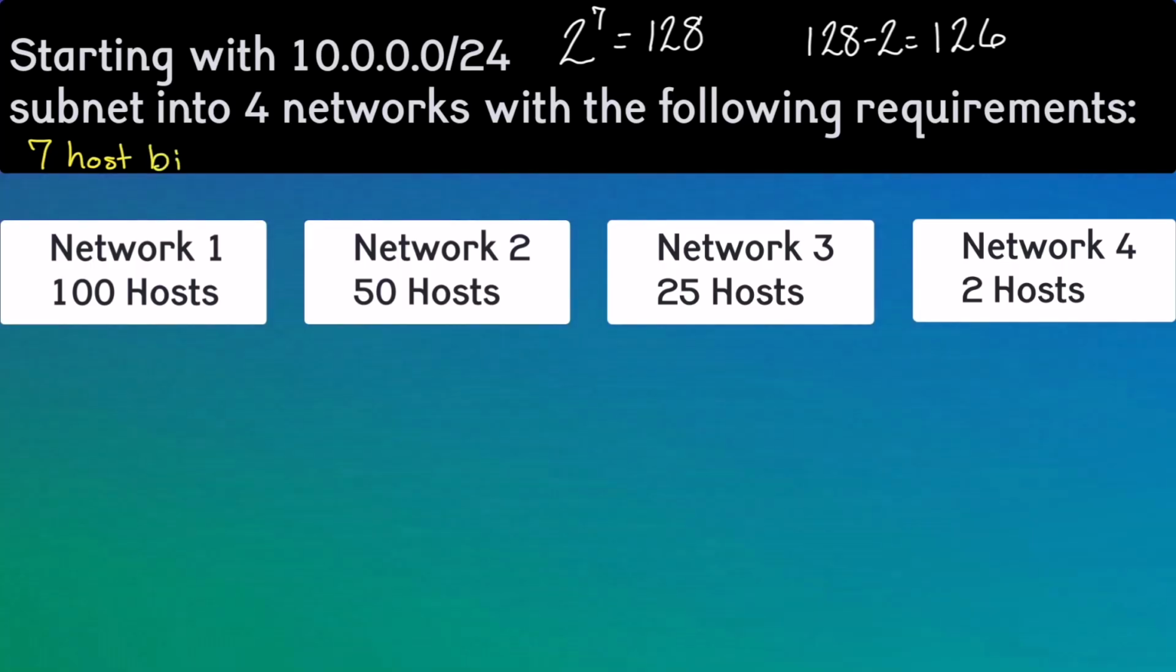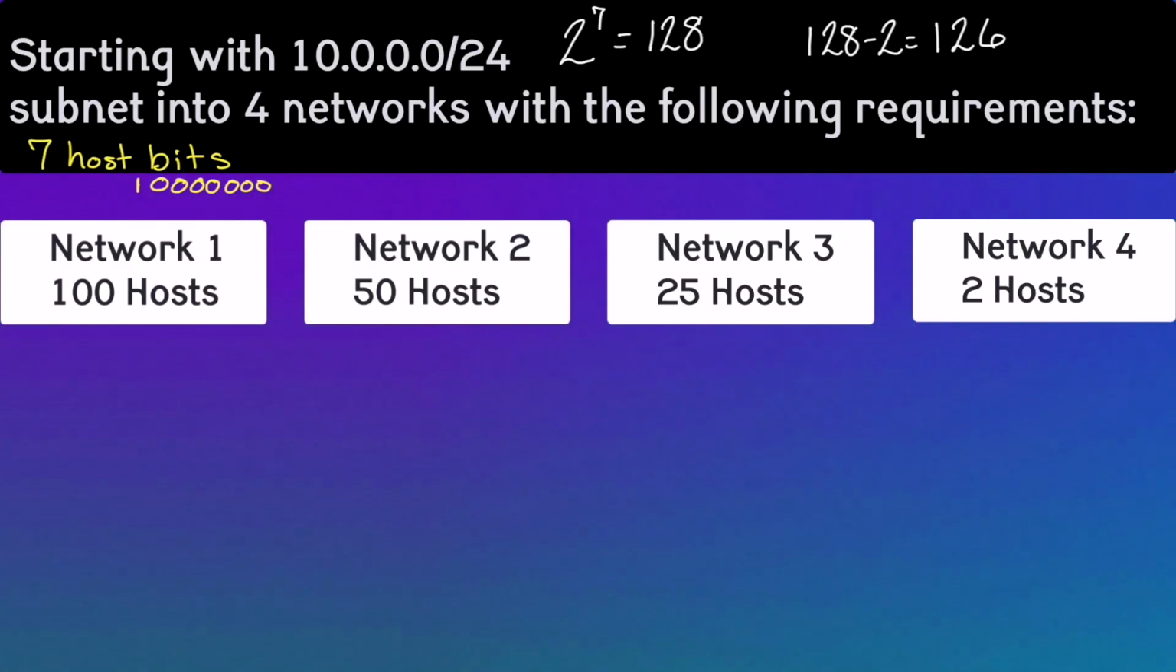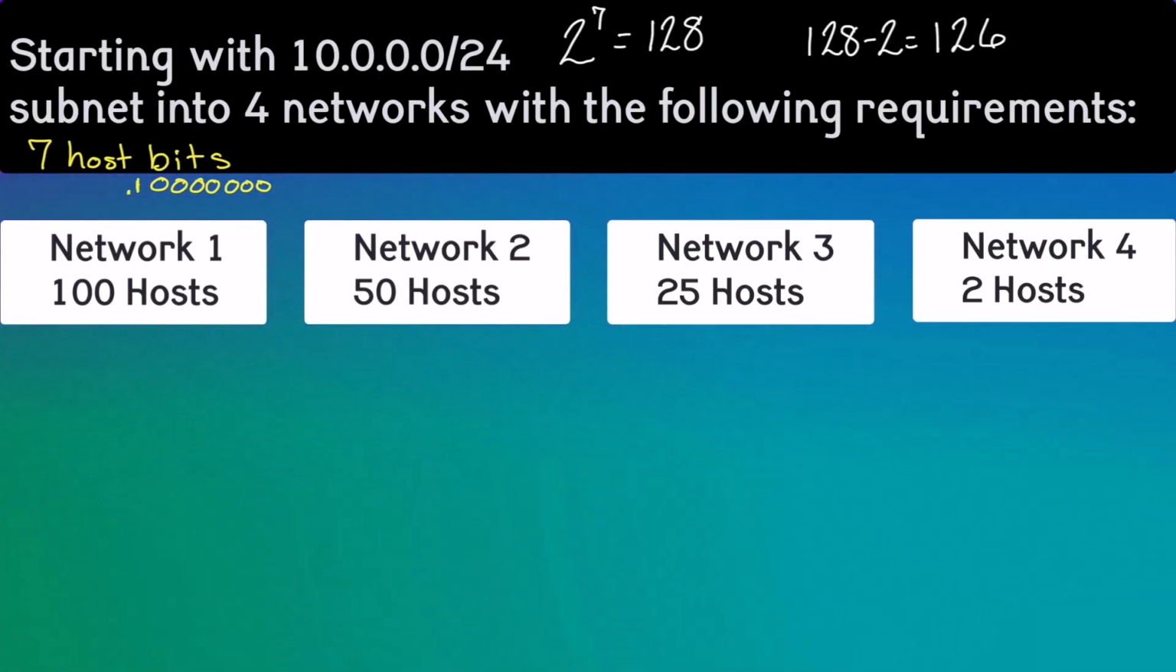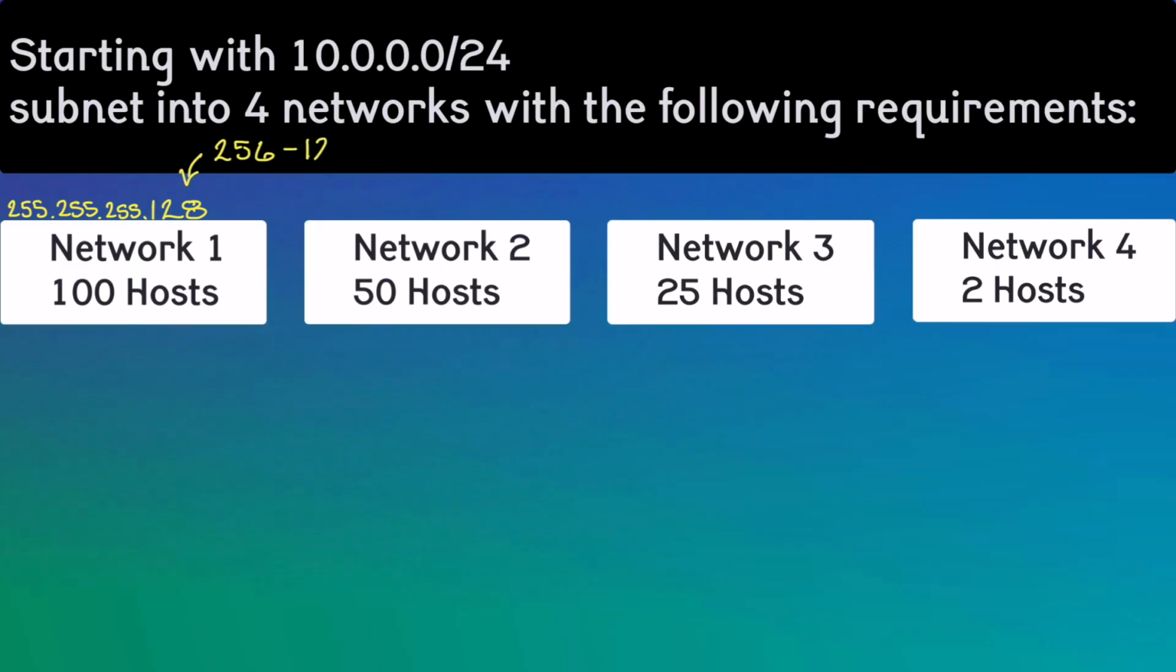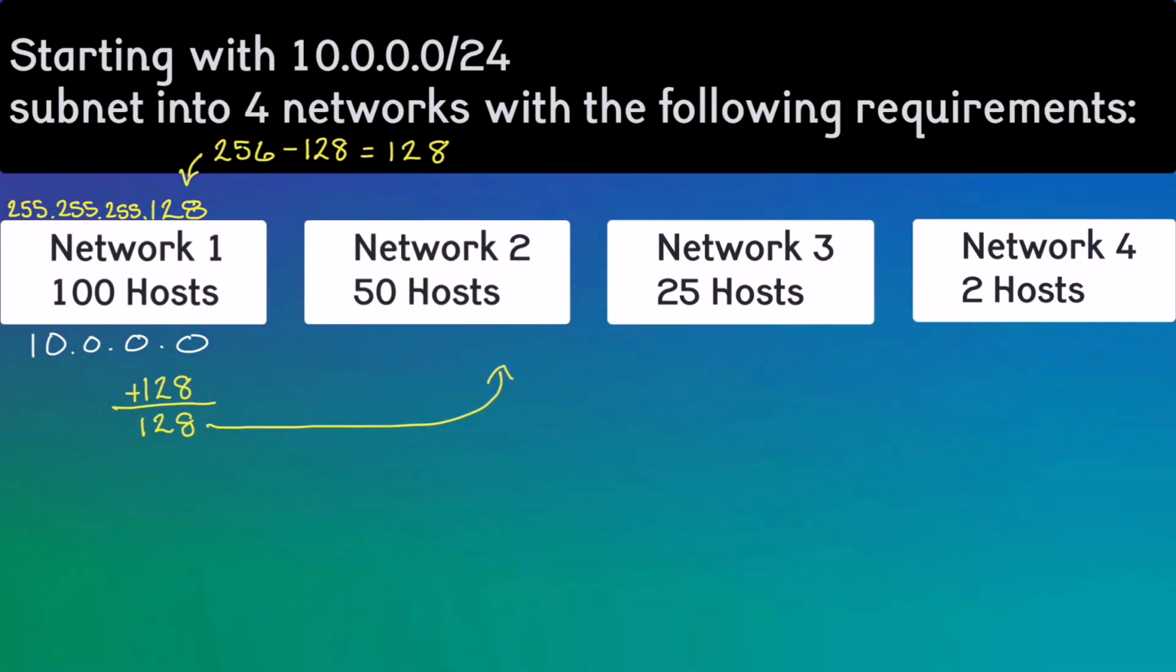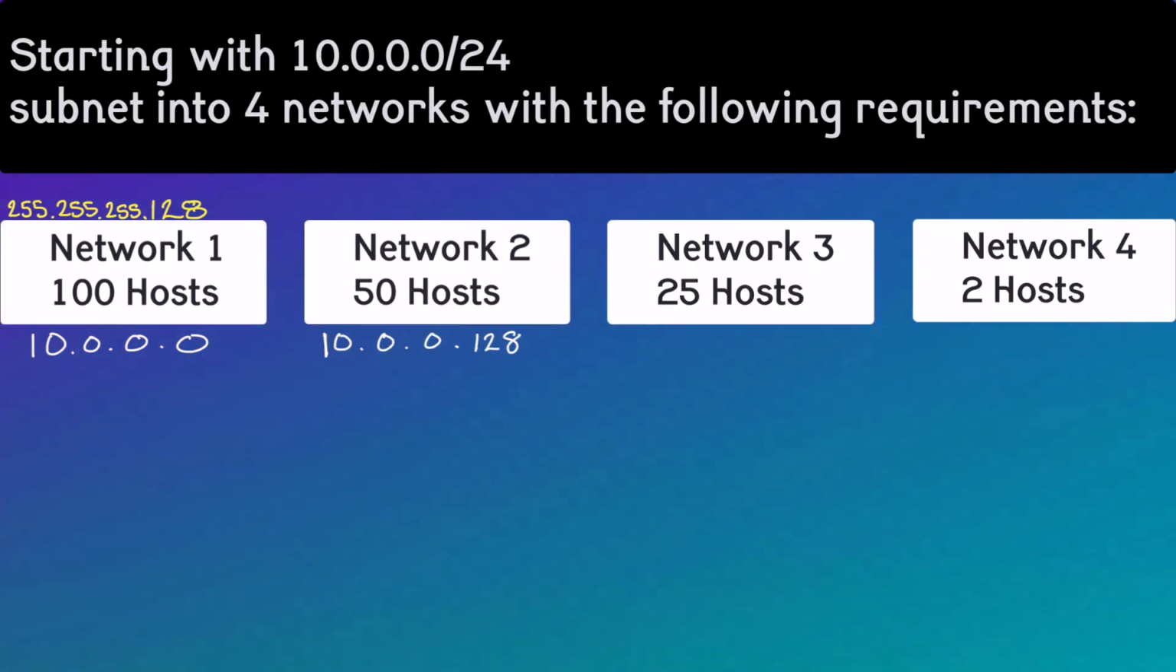So we can calculate this out looking at our subnet mask. We need 7 host bits. With 7 host bits, we end up with 1 network bit. This converts from binary to a decimal value of 128. In our interesting octet here with 128, we will subtract 128 from 256. Then we get 128. 128 is our block size. We'll add it to 0 in our interesting octet. So our next network ID is 10.0.0.128.